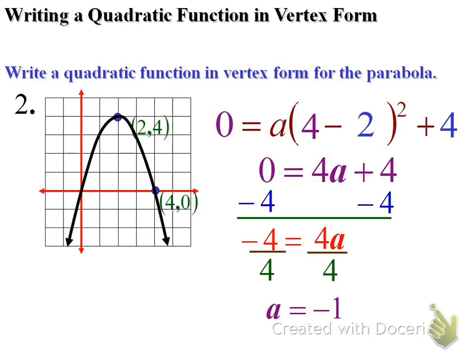So h and k and a are what we put in our final equation. It should look like this. Y equals negative 1, or just a negative, x minus your h value, square it, and then add your k value. What are your questions on this one?